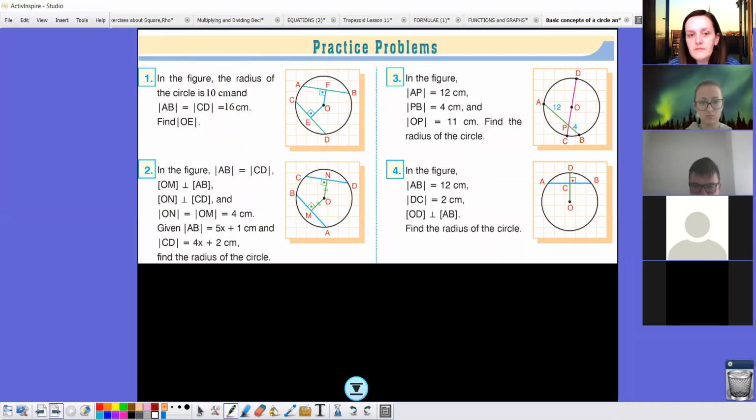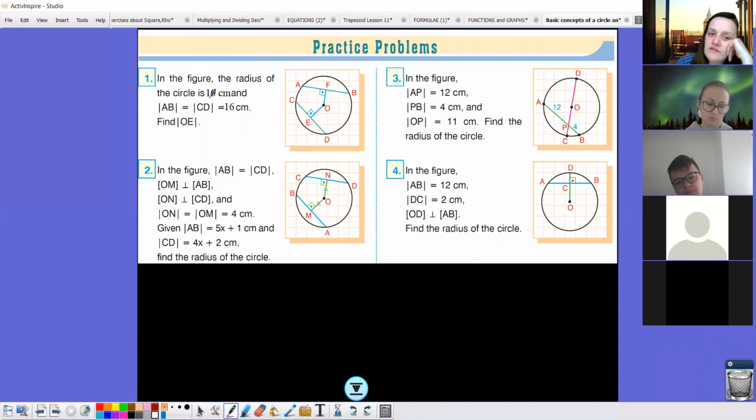Here we have some more examples. Let's see them one by one. First one: in the figure, the radius of the circle is 10 centimeters and AB and CD are 16 centimeters. Find OE. How will you find this one? First example. It's given that the radius is 10. The chords AB and CD are 16. It means that they are equal to each other, and we need to find OE.